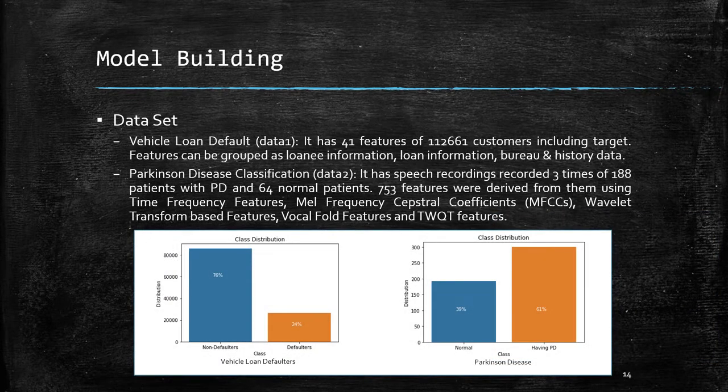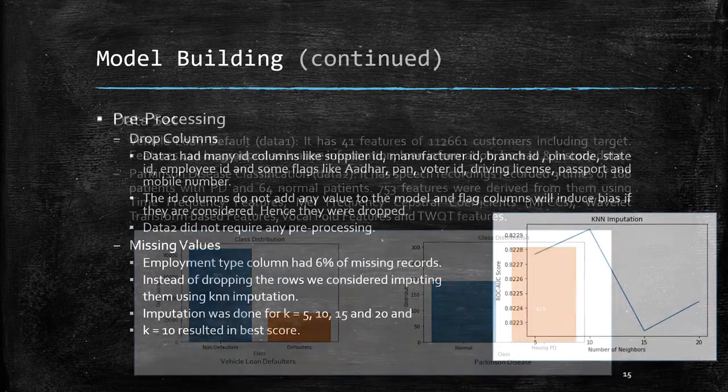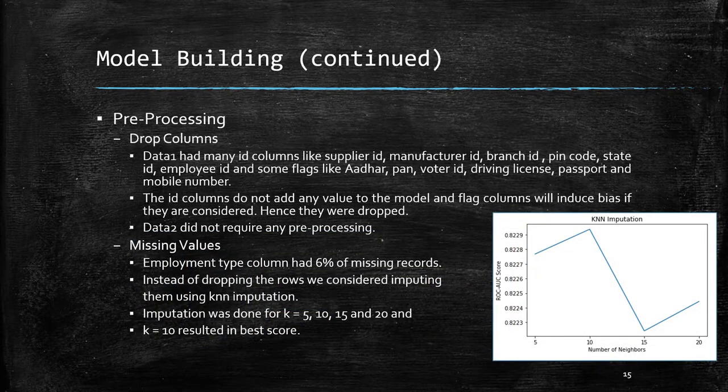So this is how the data distribution is. You can see at the bottom, there is no class imbalance in the Parkinson's data, but in vehicle loan default there is class imbalance that we'll be handling in the coming slides.